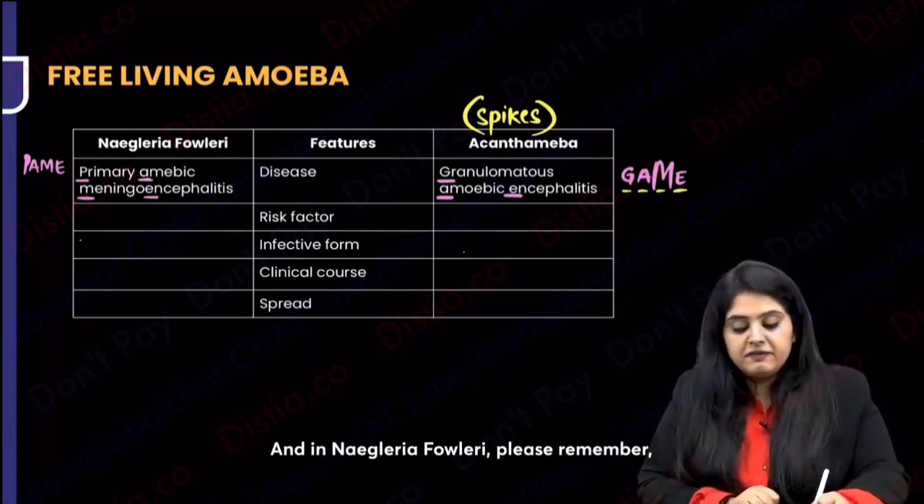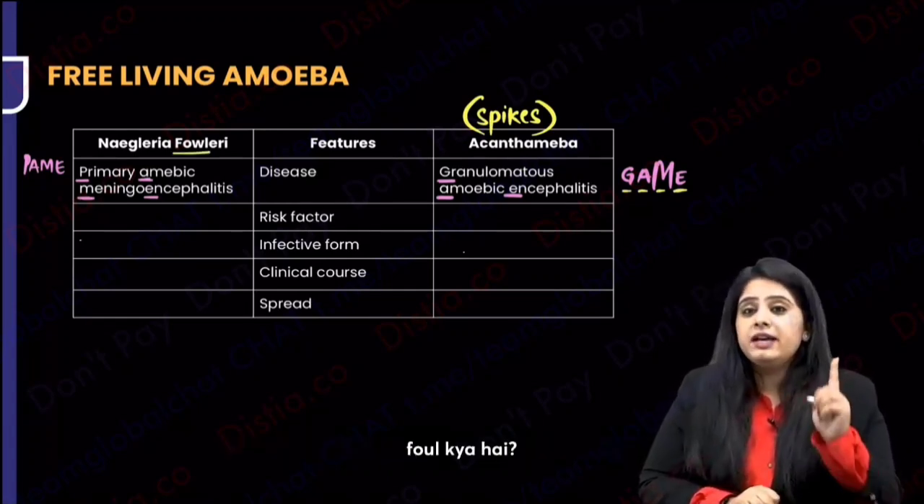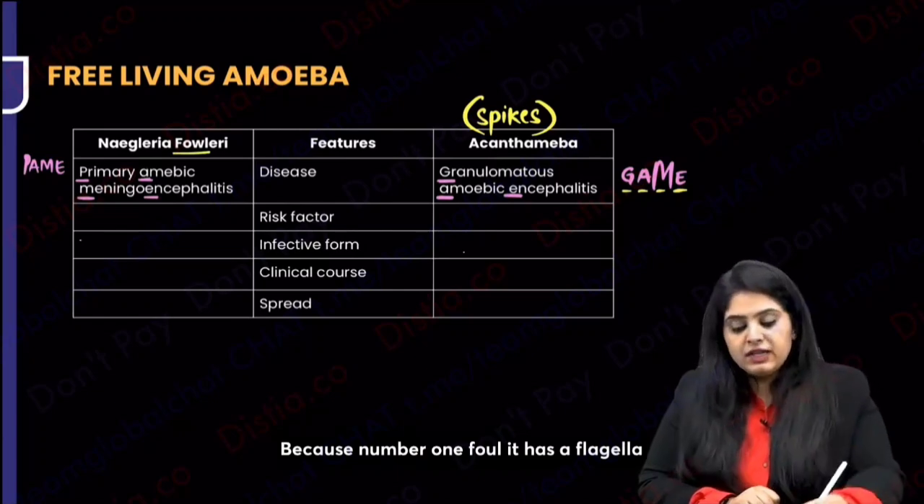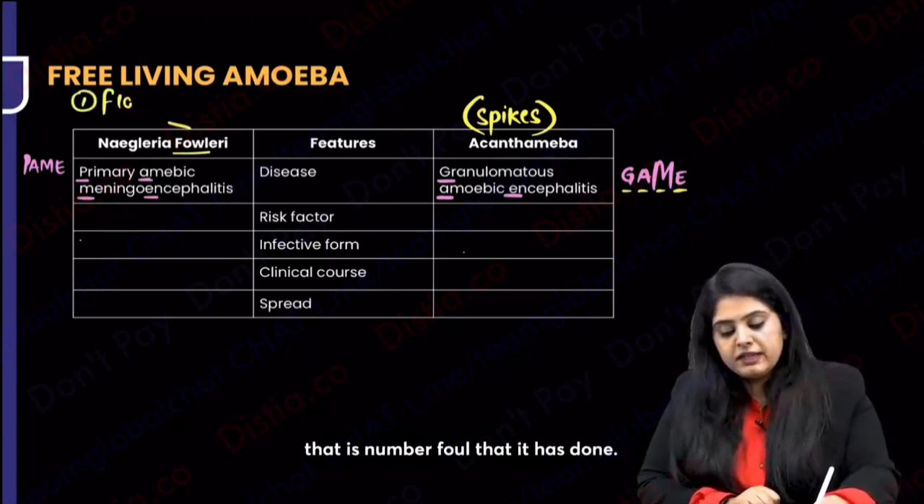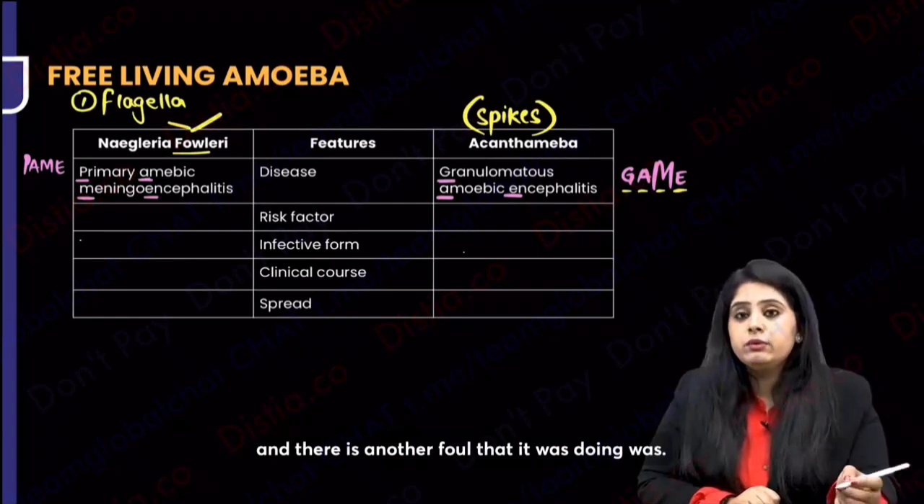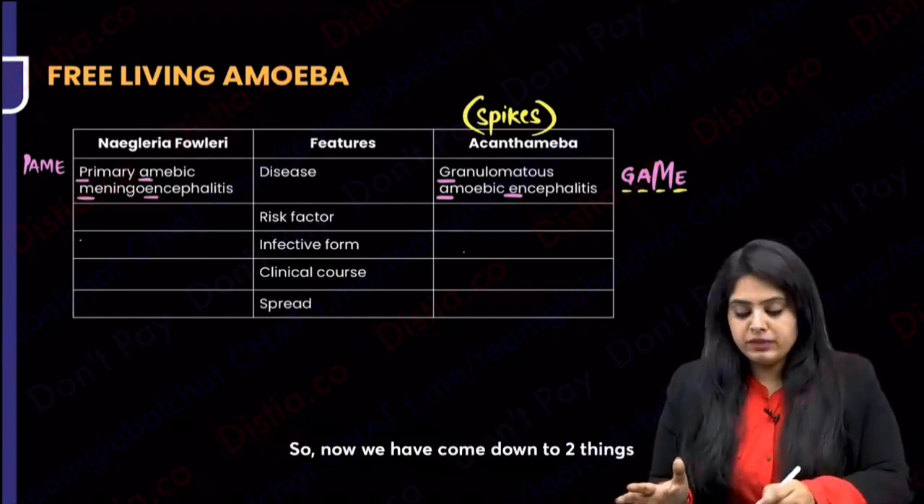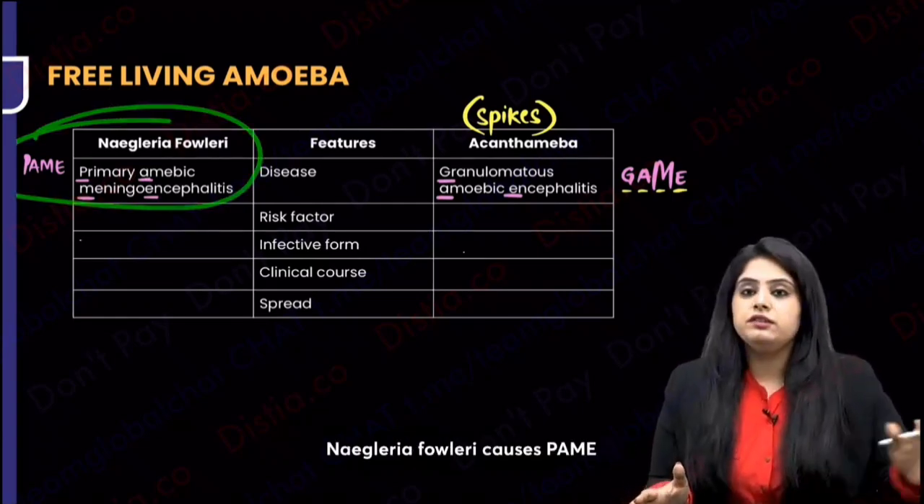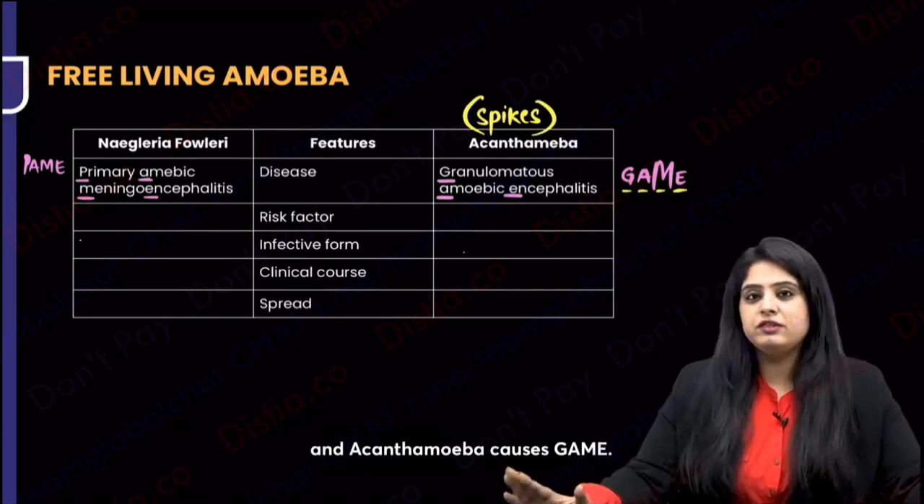And in Naegleria fowleri, please remember, what is the foul? Because number one foul, it has a flagella. That is number one foul that it has done. It has a flagella which no one else had. And there's another foul that it was doing. So now we've come down to two things. Naegleria fowleri causes PAM and acanthamoeba causes GAME.